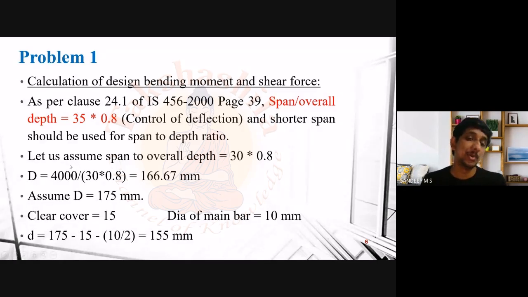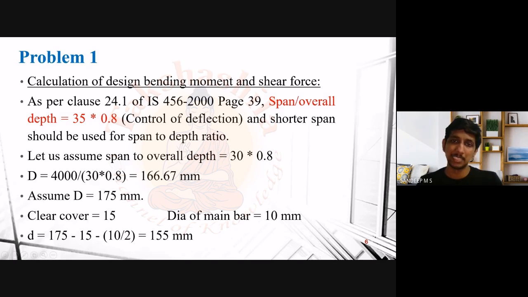But here what they are doing is that they are just assuming that the span to depth ratio is equal to 30 into 0.8. This feels confusing, but don't get confused. I have already told you that at this particular stage we can make any sort of assumptions. That is not at all a problem. You need not mention any span to depth ratio or something like that. You can even directly assume that the overall depth is equal to say 175 or 150 or 200 or something like that. That doesn't make any problem. So the statement they have made is actually confusing. They have just assumed the overall depth to be 30 into 0.8.